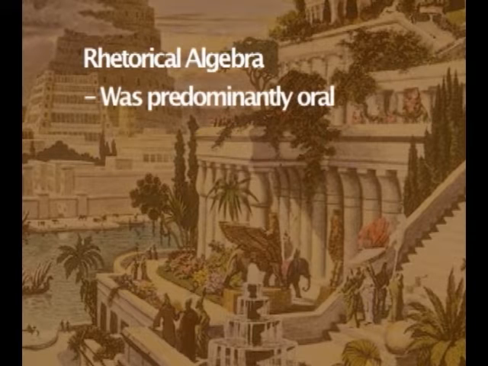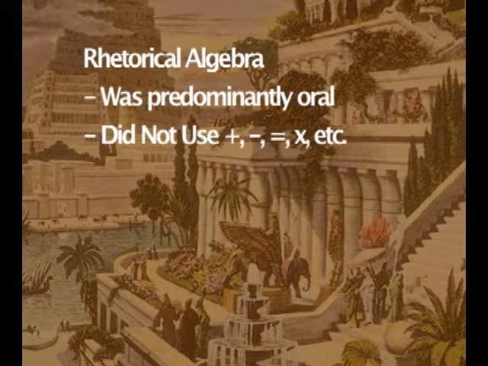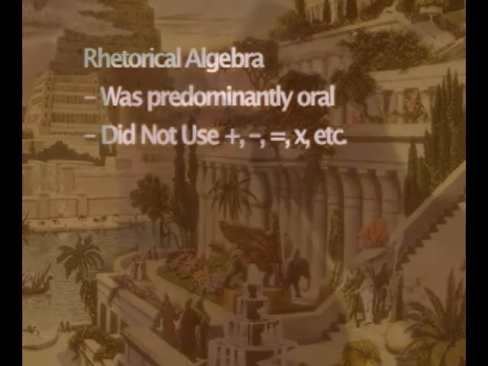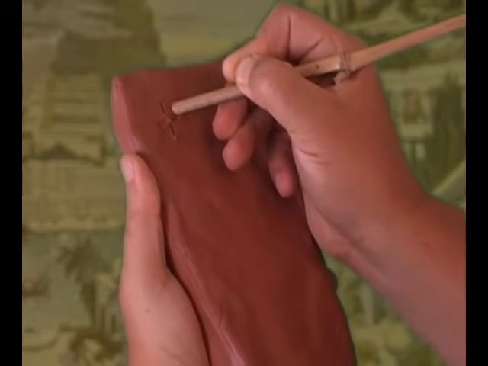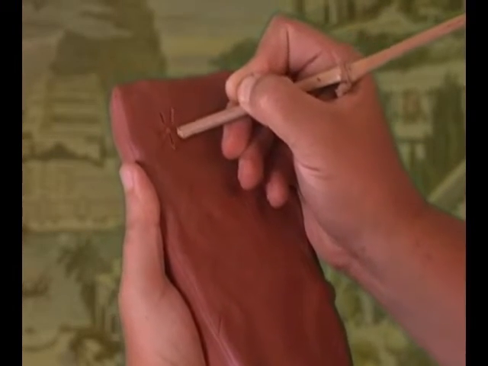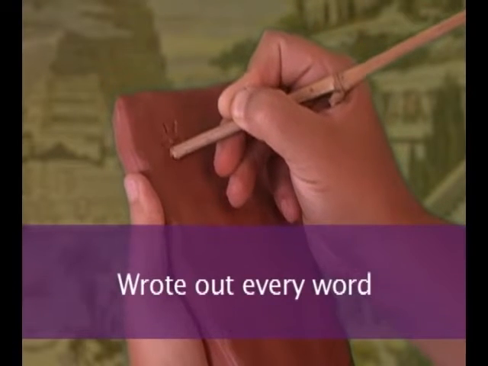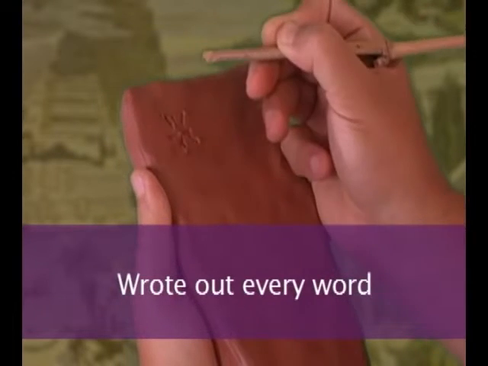Rhetorical algebra was predominantly oral, as writing materials were limited in most cultures. Algebraic symbols that are commonplace today were unknown. Whenever mathematicians did transcribe algebraic equations onto clay tablets, for instance, they wrote out every word.